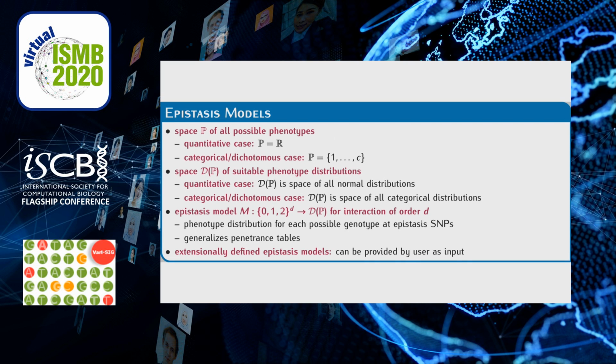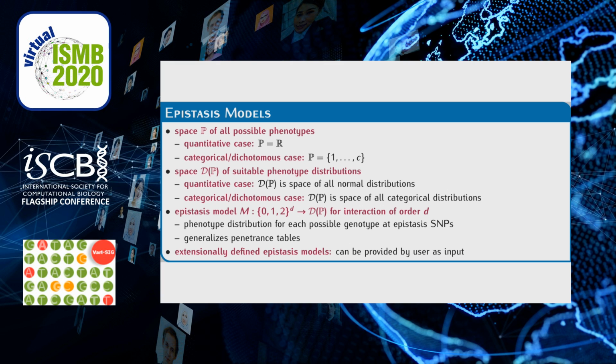For defining epistasis models, we need to introduce some notation. P is the set of all possible phenotypes. So in the quantitative case, P is the set of all reals. In the categorical or dichotomous case, P is the set from 1 up to C, where C is the number of categories. Next, we consider the space D(P) of all suitable phenotype distributions. In the quantitative case, D(P) is the space of all normal distributions. In the categorical or dichotomous case, D(P) is the space of all categorical distributions with C categories.